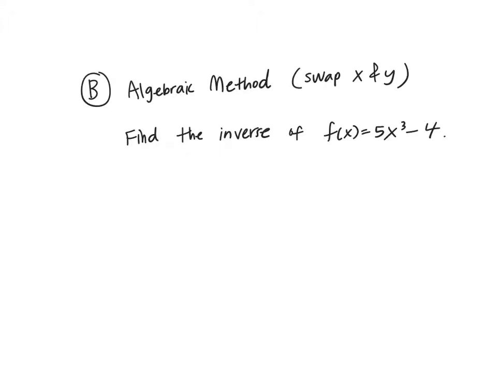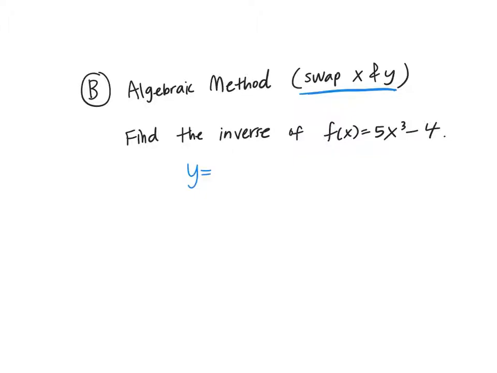So let's take a look at a second method of finding the inverse of a function. What you do here for this algebraic method is you swap x and y and solve for the new y. So here's the same example. Find the inverse of f of x equals 5x cubed minus 4.